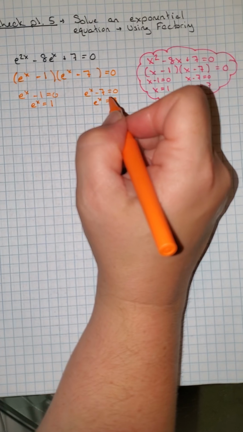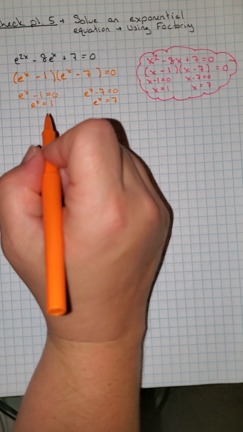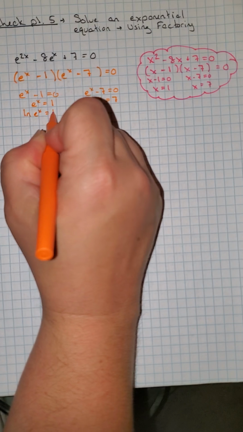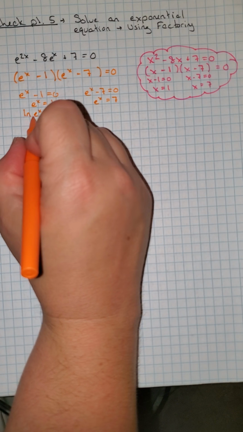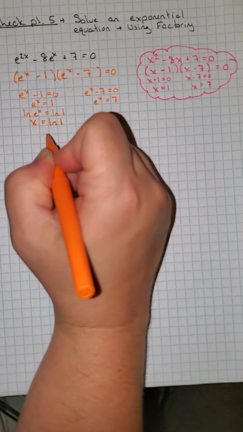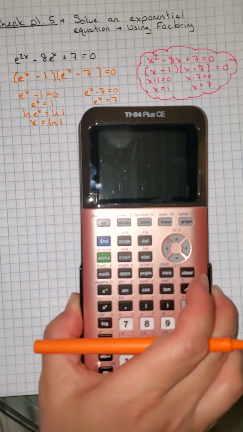But that's not what we want. We want the natural log. We want to know what x equals. So I'm going to take the natural log of both sides. Natural log of e to the x will just be x. So x equals the natural log of 1. That's e to what power is 1, which would be the 0 power.